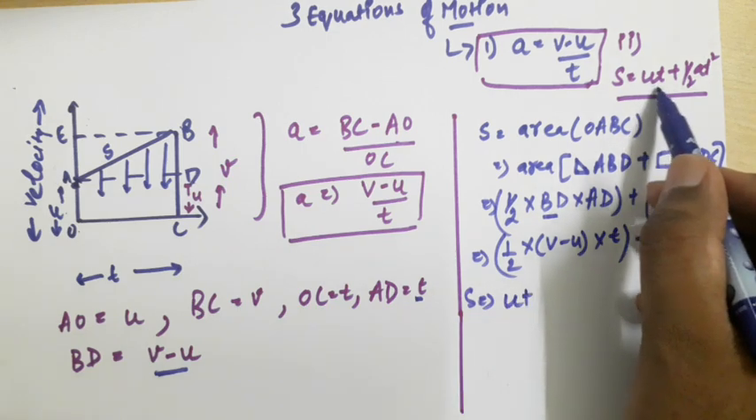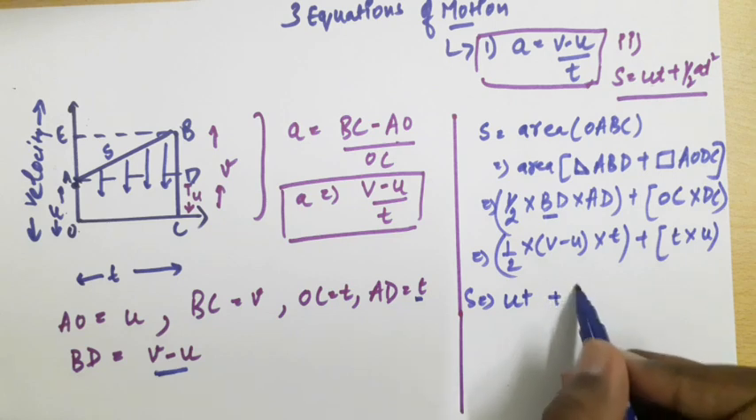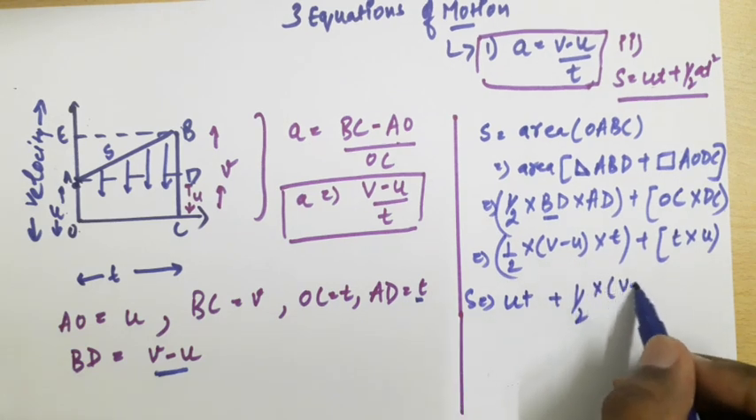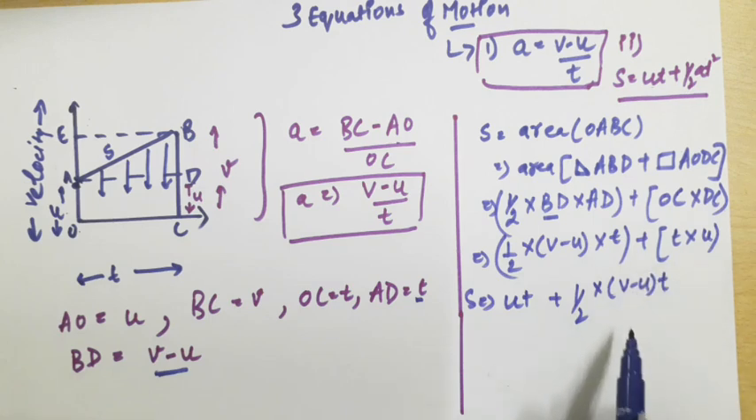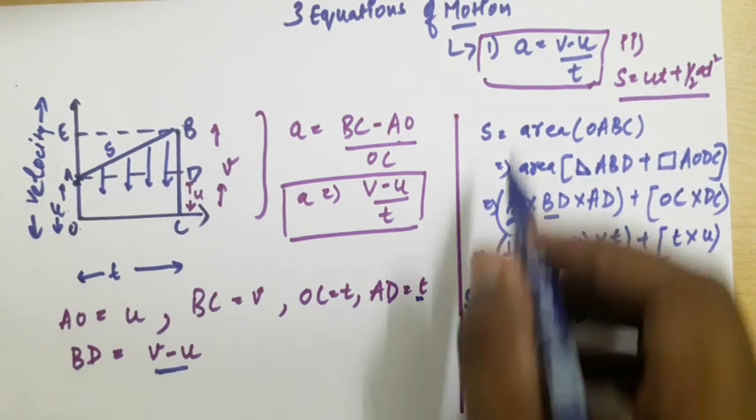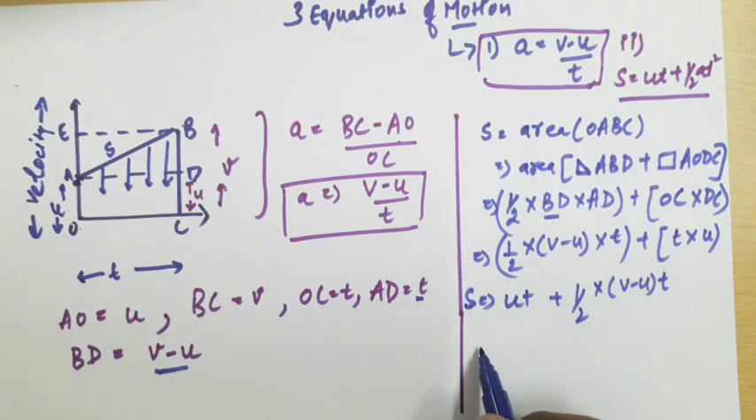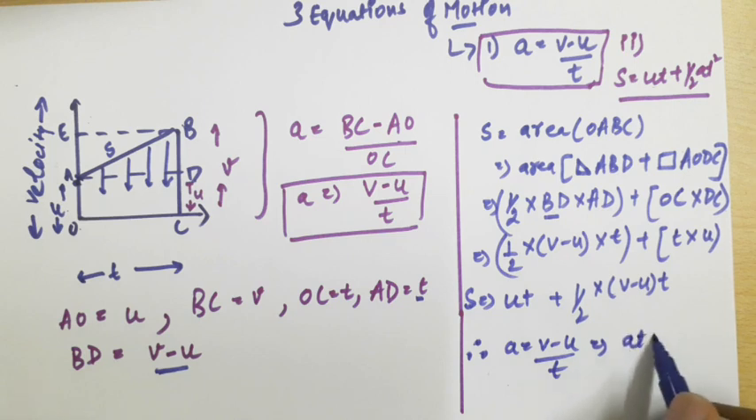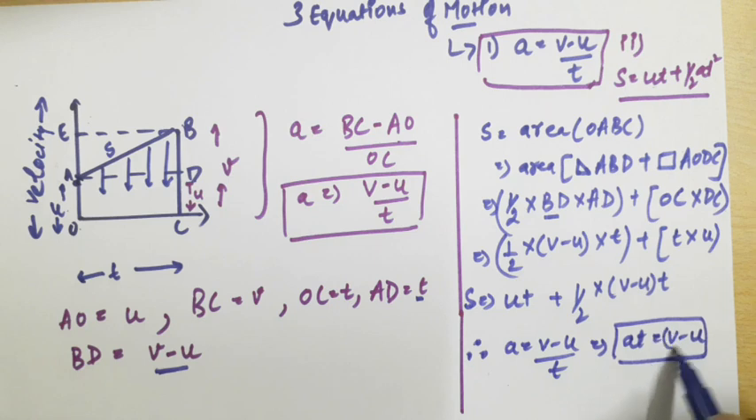So we can see this thing has already come, plus half, but half into this V minus U, into T. This is coming, right? So what I can do is, I know that according to the first equation, A is equal to V minus U upon T. So I can write this as AT is equal to V minus U, right? So I can substitute this V minus U from here, right?